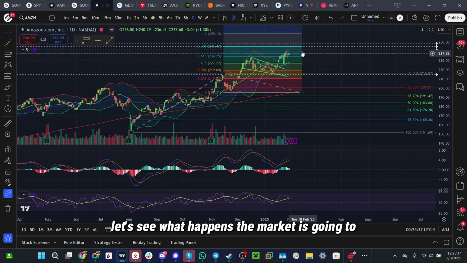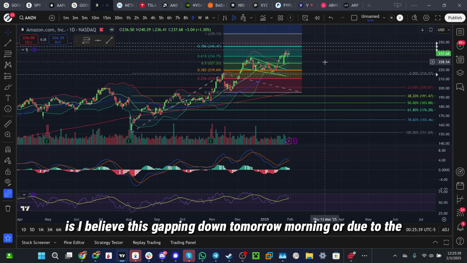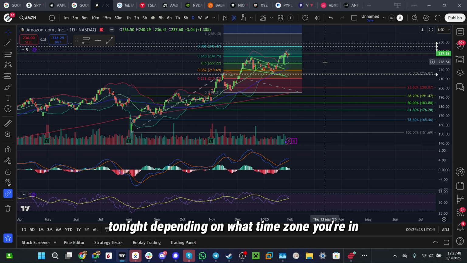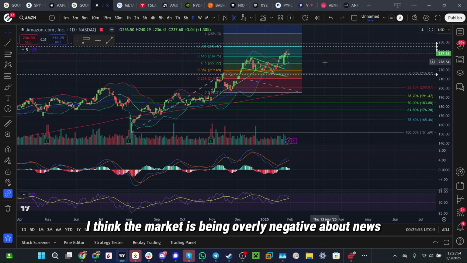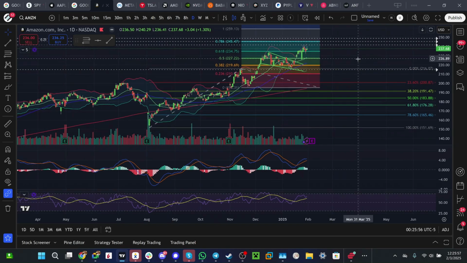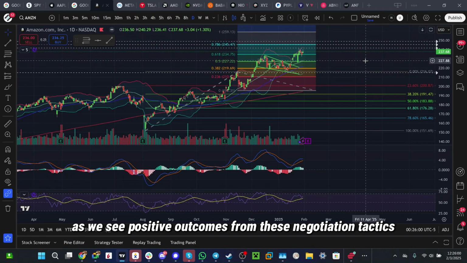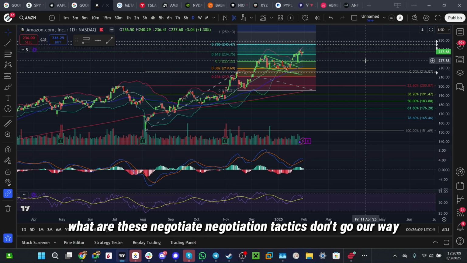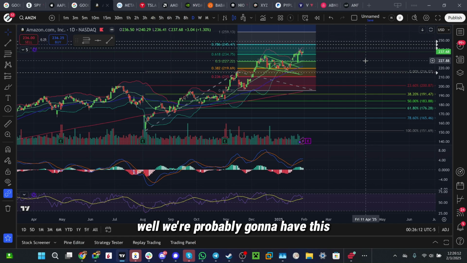Let's see what happens. The market, I believe, is gapping down tomorrow morning, not tomorrow morning, tonight, depending on what time zone you're in, due to the tariff news that Trump is imposing. I think the market is being overly negative about news, and will recover as we see positive outcomes from these negotiation tactics. Now, of course, there's always a worst case scenario. What if these negotiation tactics don't go our way? Well, we're probably going to have to stomach the pain as a country for, I guess, a positive outcome that may happen.